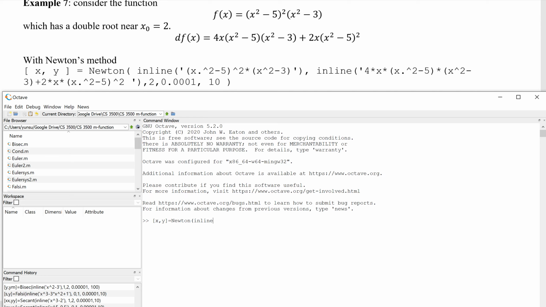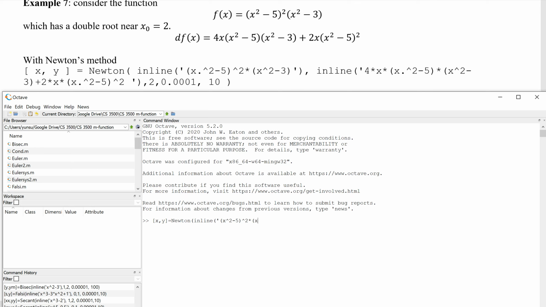Inline function x squared. Here there is another parentheses in front of it. Minus 5 square and times. Here don't forget, if we mean times, we have to use the asterisk.